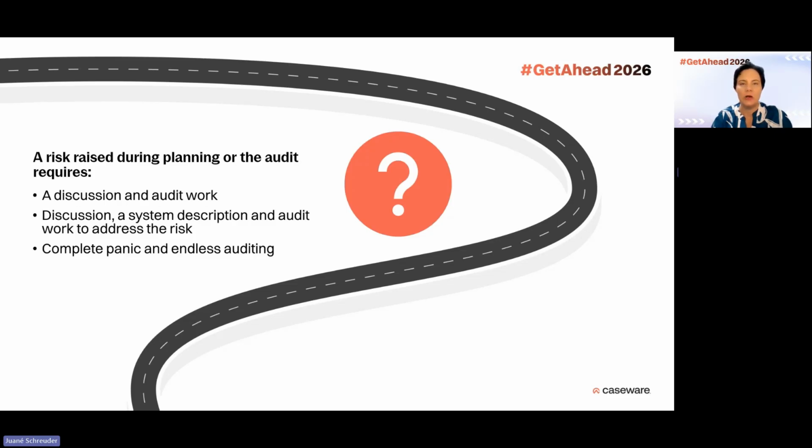What do you think? What is the response that is required when we identify an audit risk? Okay, I see a few responses coming in. A few people are saying a discussion and audit work, but by far the majority seem to be saying that a system description is also required. Okay, let's go and have a look. What do the standards require?